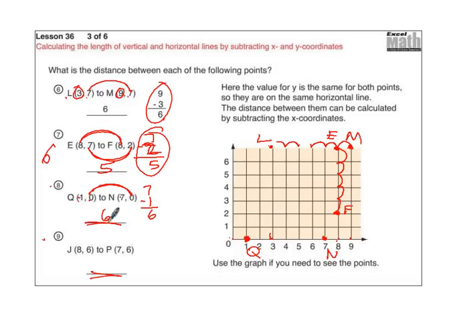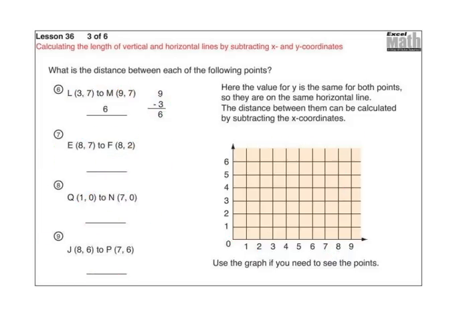Number 9, J is at 8, 6. I'm going to get this cleared off because it's kind of getting to be a mess. But J is at 8, 6. Over 8, up 6. First number, remember, we go down the runway with our plane, and then we go up in the air. 8, 6. The second one is at 7, 6. So what you have here is that the 6s are the same, but the 8 and the 7 are different. So you can do 8 minus 7 is equal to 1.